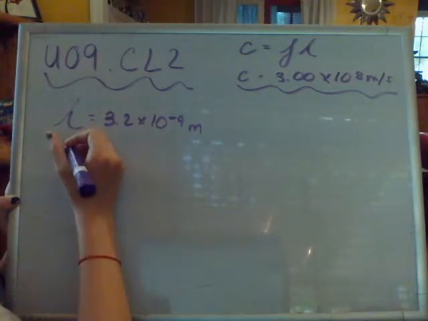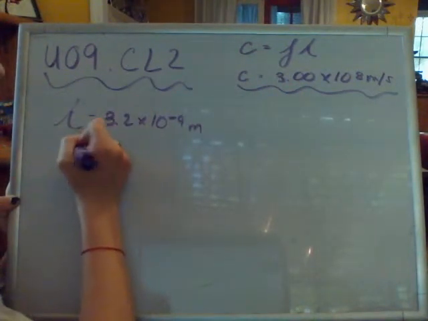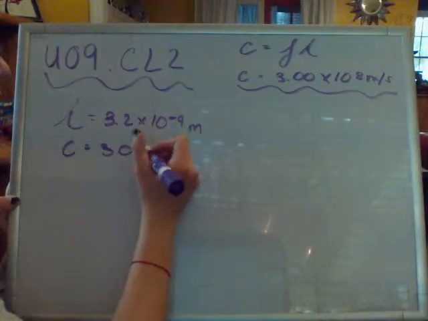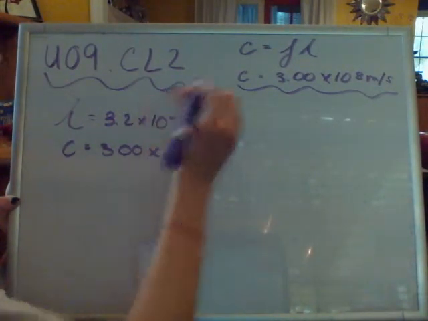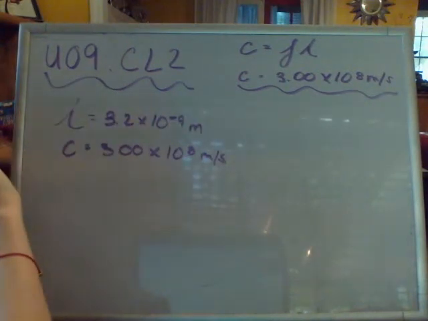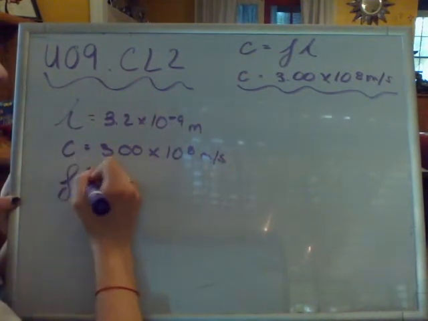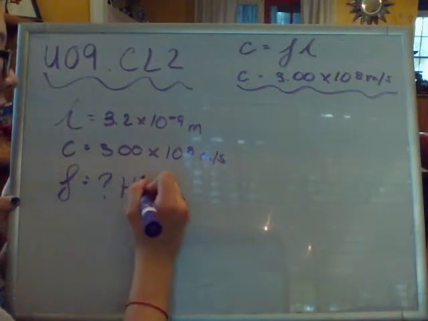because we need to be in meters, because wavelength is always in meters. And then we have our speed of light, which is 3.00 times 10 to the 8th meters per second. And we're trying to find the frequency, and frequency is always going to be measured in hertz. So f equals something hertz.